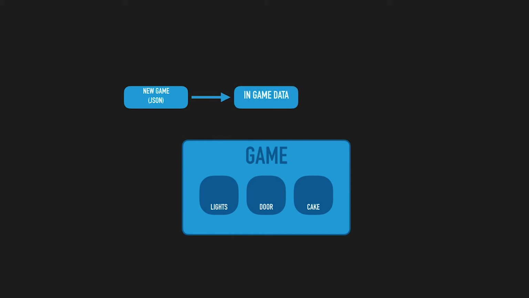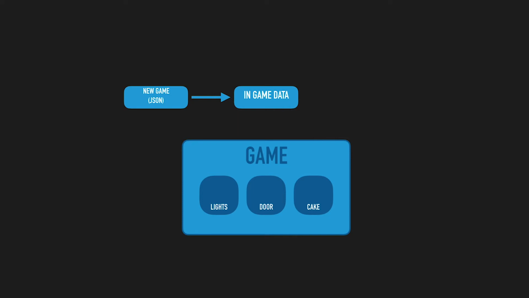Let's say this is our game, and in our game we can do a few things like turning on and off a light, open or close a door, and eat a cake. The status of these events can be stored inside of a JSON file. We load that JSON file into an object inside Unity, and once that's done, we can access the data inside.